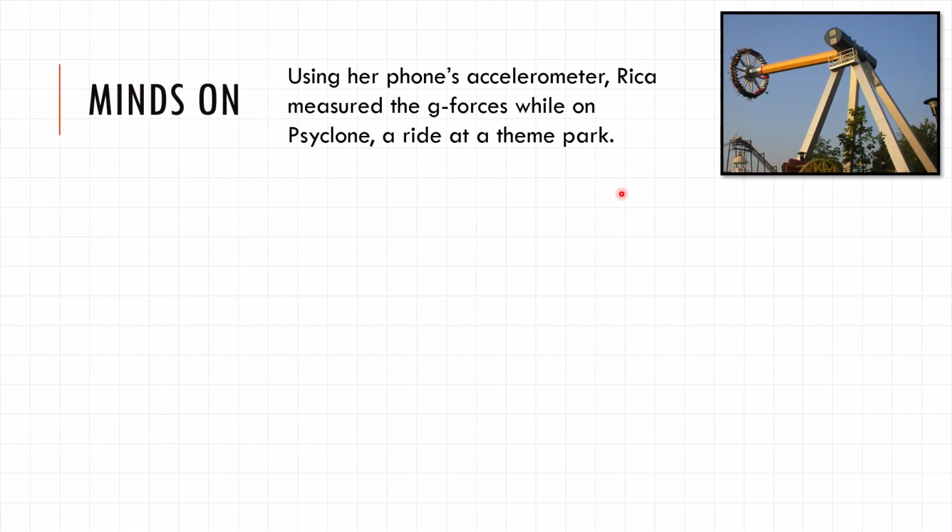To start off, let's look at this example of a theme park ride. While they were on this ride, Rika used her phone's accelerometer to measure the g forces, or how much the force of gravity was pulling on her phone while she was on Cyclone, which is a ride at Canada's Wonderland, just north of Toronto in Ontario. When she got off the ride, she looked at her phone and the graph looked kind of like this.